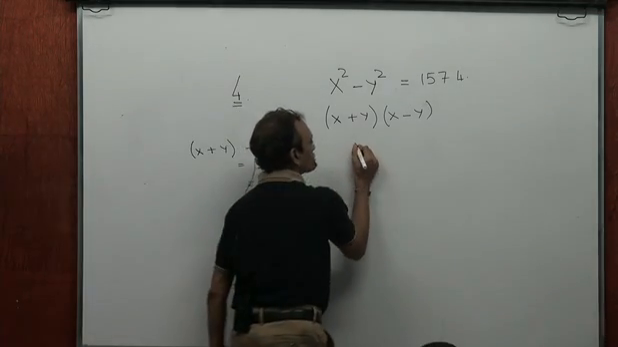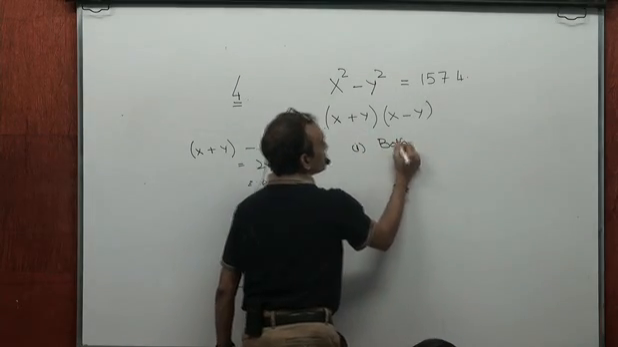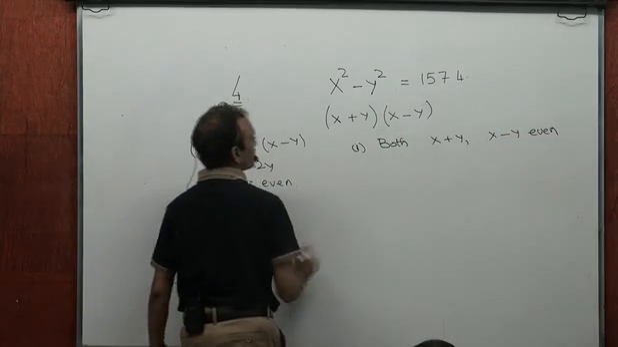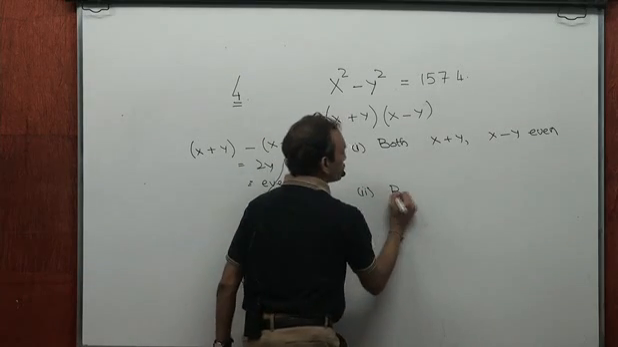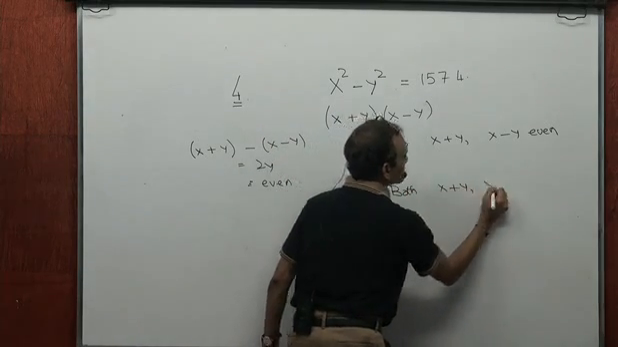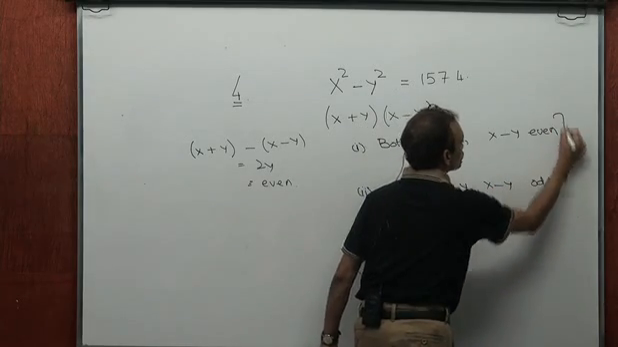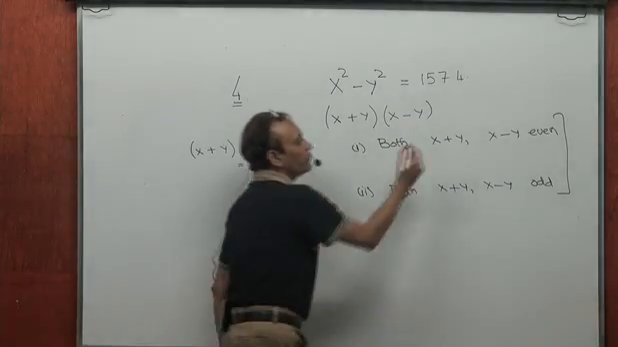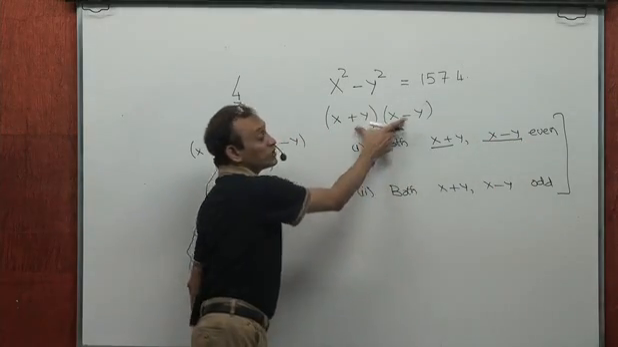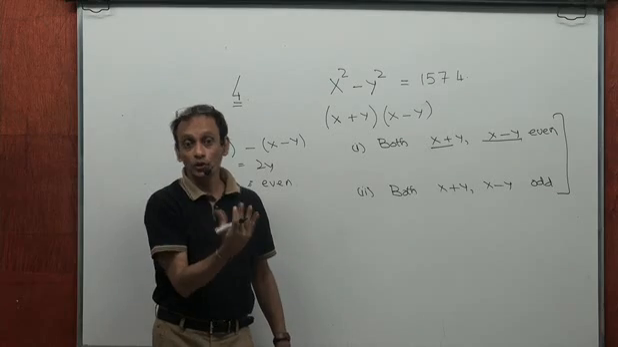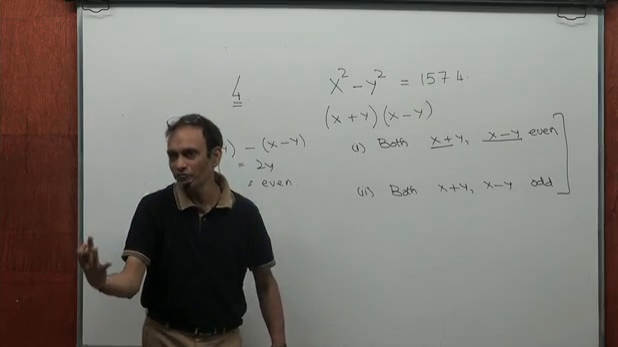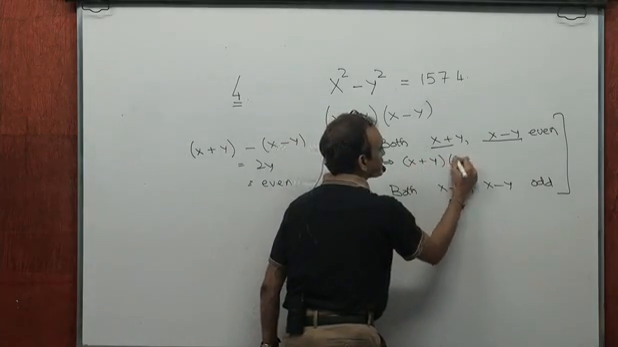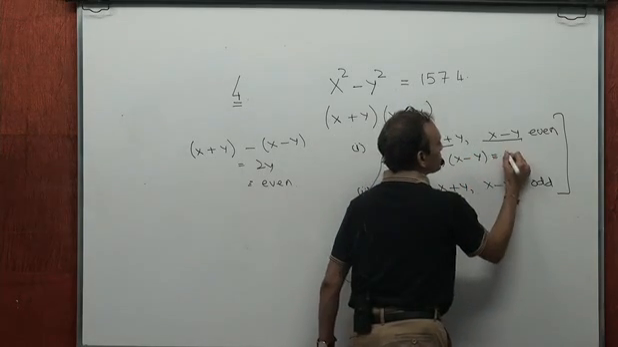So, which means only two possibilities. Possibility 1: both x plus y and x minus y even. Possibility 2: both x plus y and x minus y odd. These are the only two situations that are possible. Now, when both are even, then their product must be divisible by 4. Which means x plus y into x minus y must be a multiple of 4.